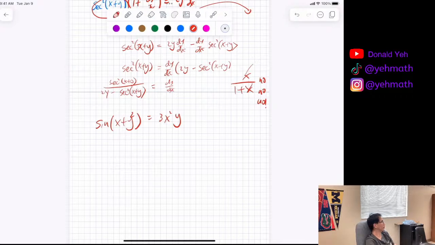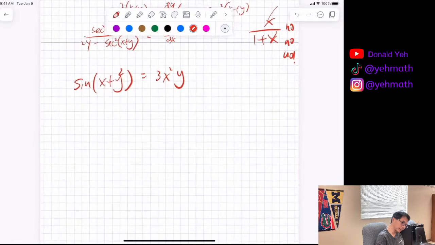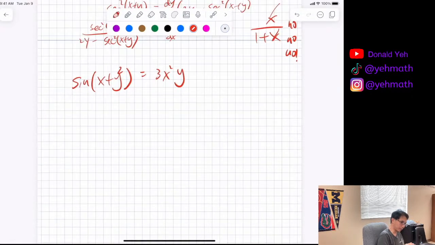I think I got it. All right, is everybody done or not? So watch out for the implicit derivative because of the chain rule.